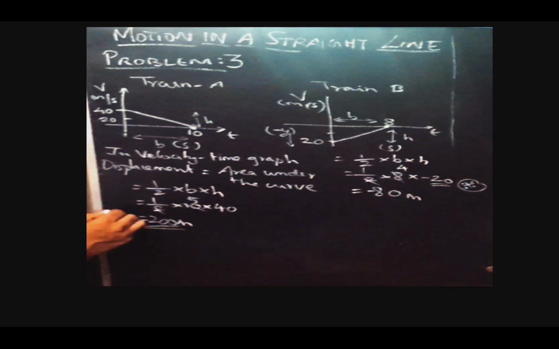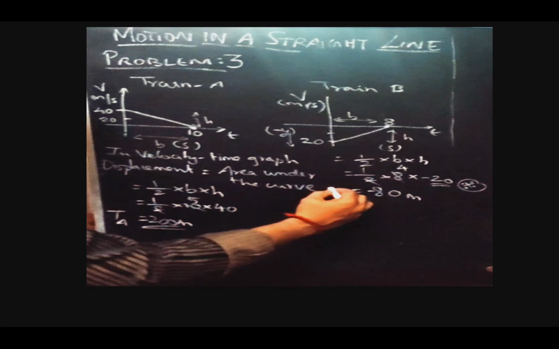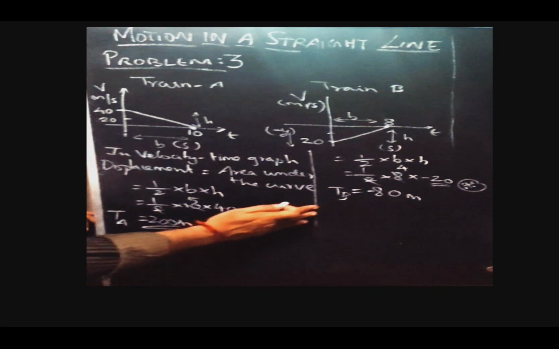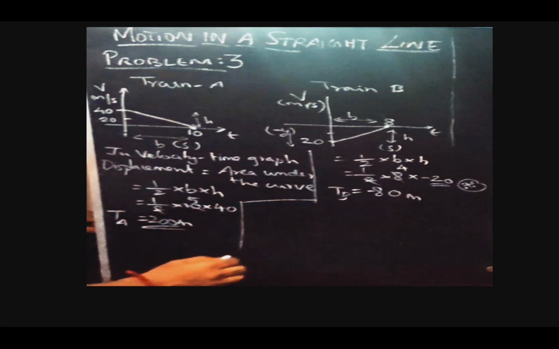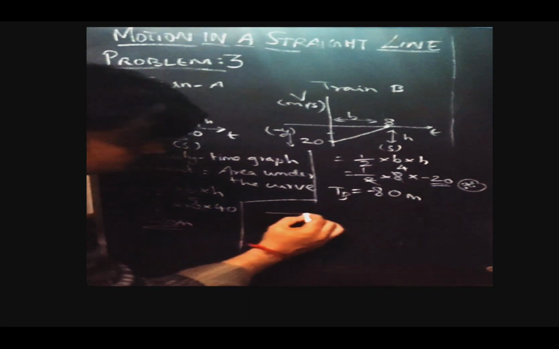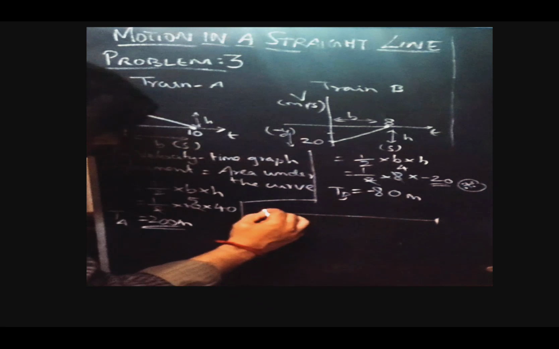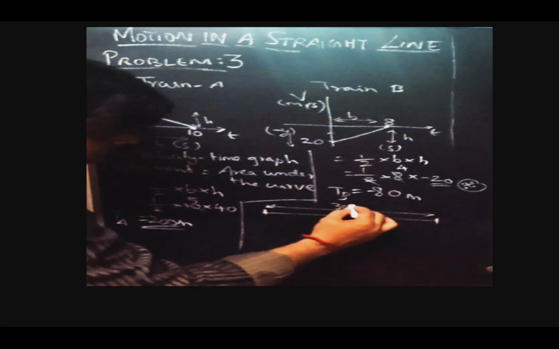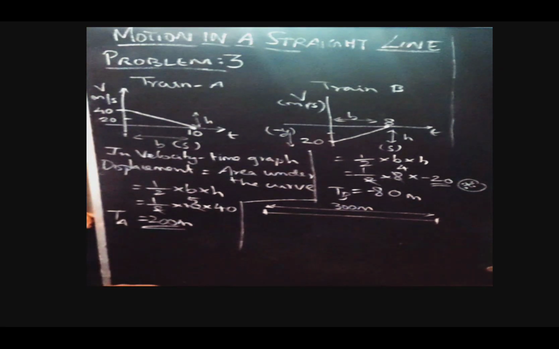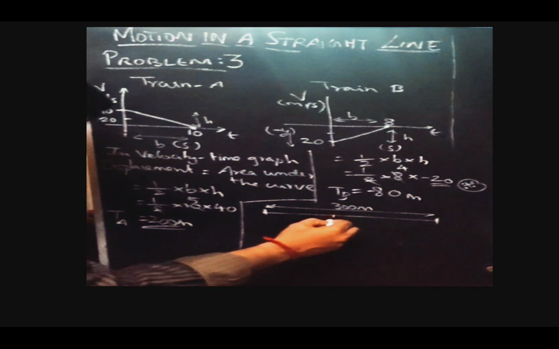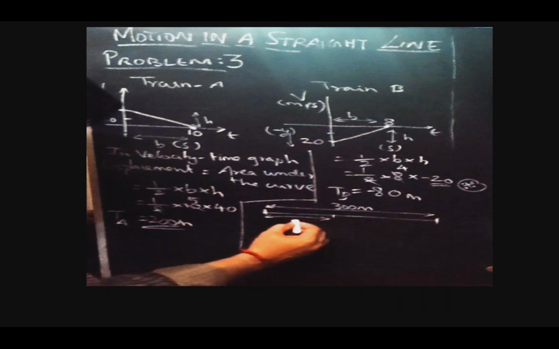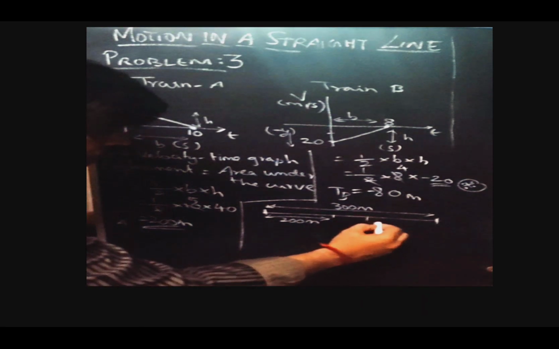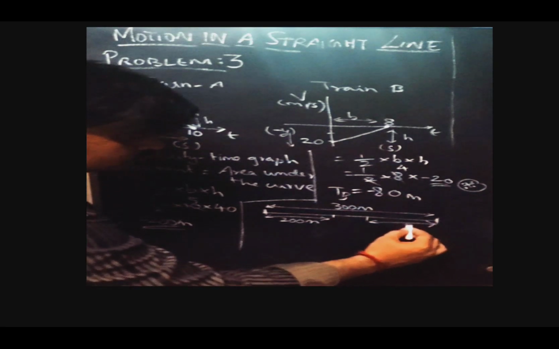So the first train is around 200 meters, and the second train is around minus 80 meters. I am going to interpret it with a small diagram to make it clear. These will be the positions of train A and train B. The total distance between the trains is 300 meters. Train A travels 200 meters, whereas the second one, coming in the opposite direction, covers 80 meters.